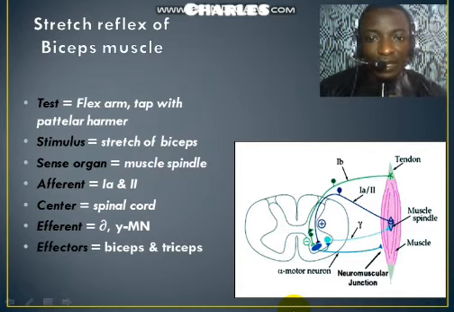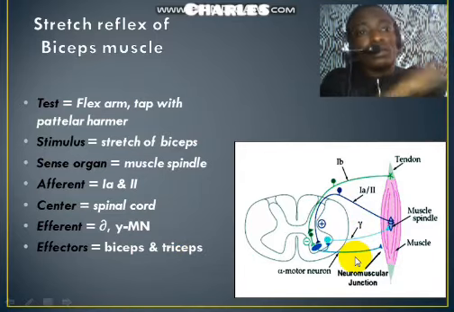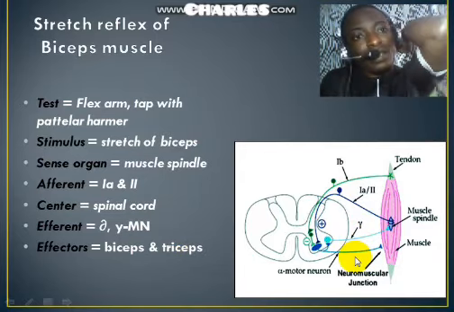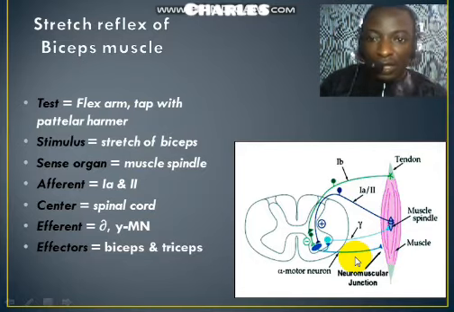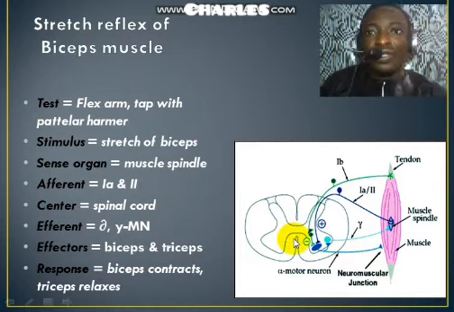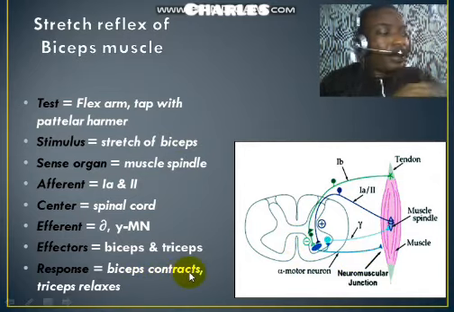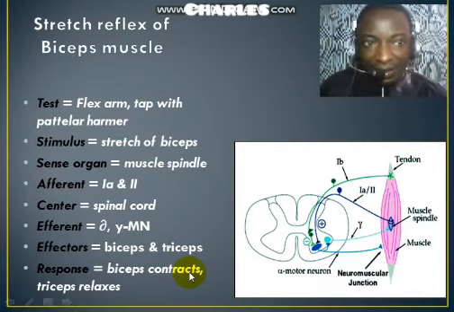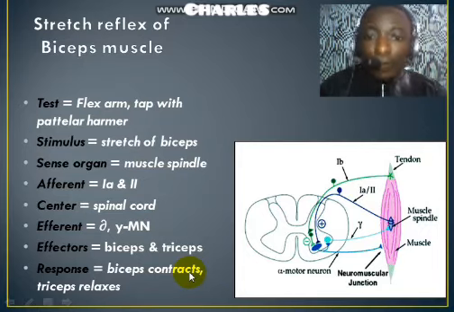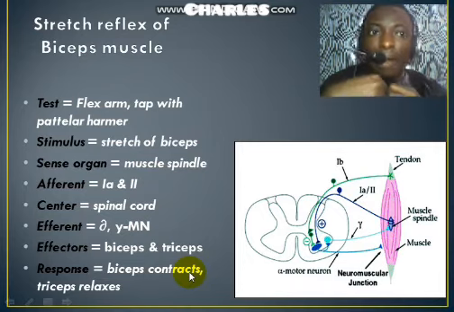Now, the effectors here are the biceps muscle and the triceps muscle. The biceps muscle is the one in front of your arm, while the triceps is the one behind your arm. I hope you did that in your anatomy. Now, the response of the stretch reflex of the biceps muscle is contraction of the biceps muscle. This muscle here contracts while the one behind relaxes. So the responses are contraction of the biceps muscle and relaxation of the triceps muscle.